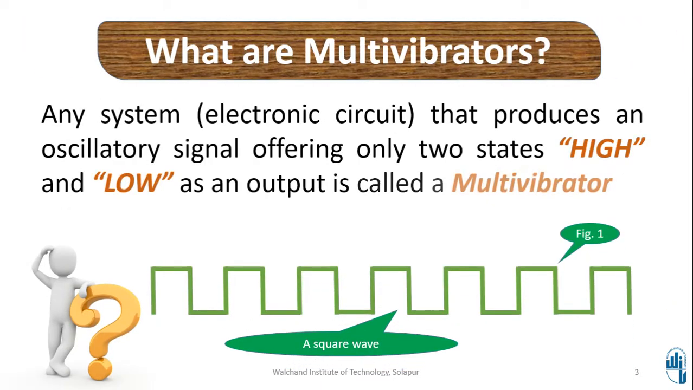To get started, we need to know what multivibrators are first. Basically, a multivibrator is a system that produces an oscillatory signal offering only two states, called high and low, as an output throughout its operation. It is very important to note that multivibrators are non-sinusoidal waveform generators. As shown in figure 1, a square wave could be one example of a multivibrator's output.